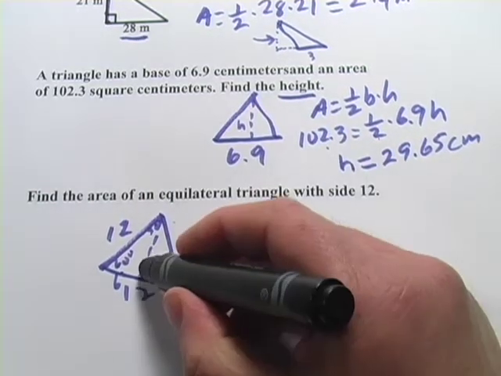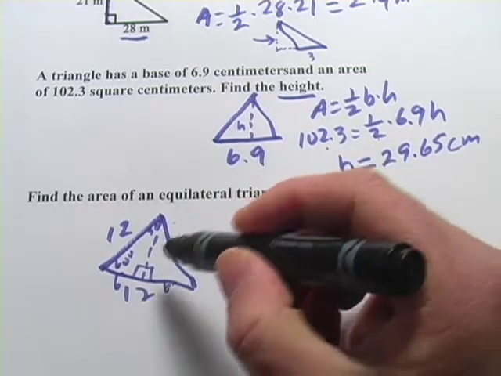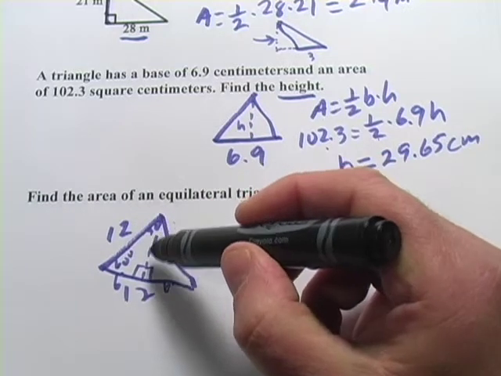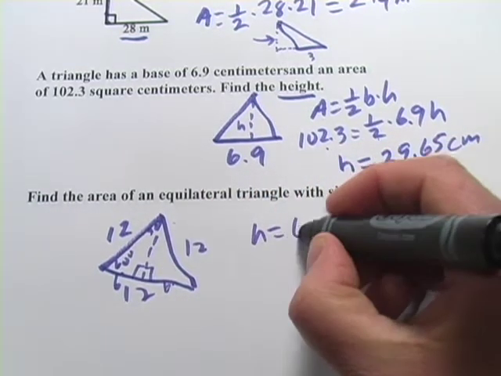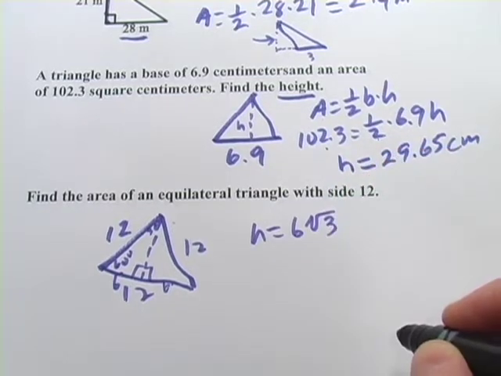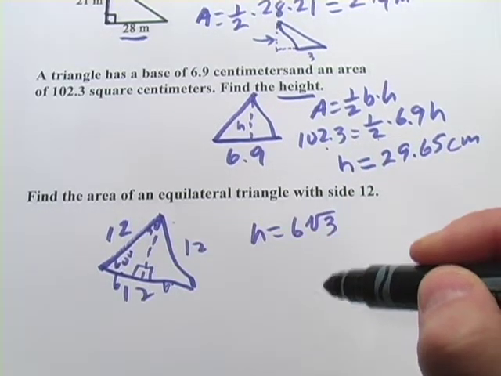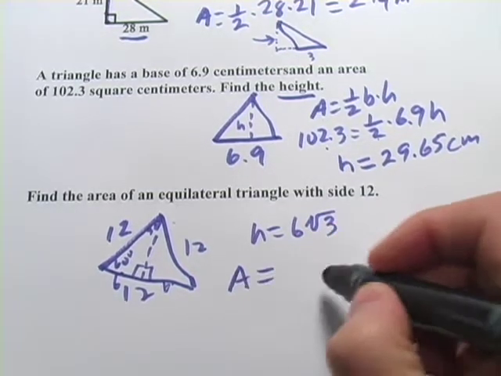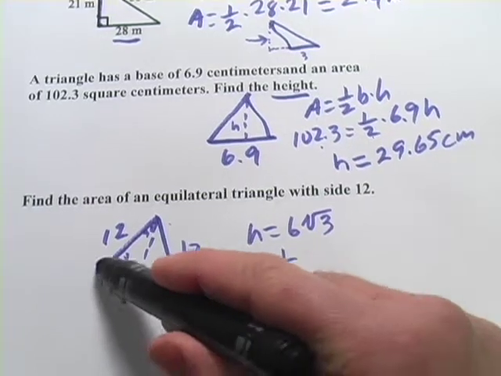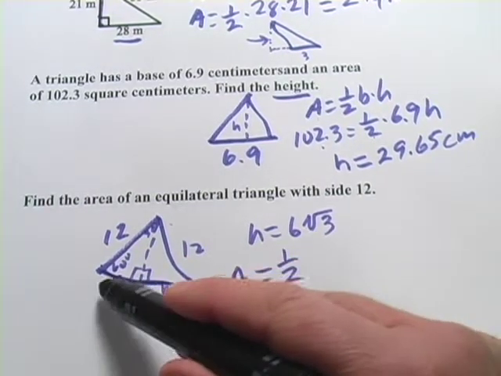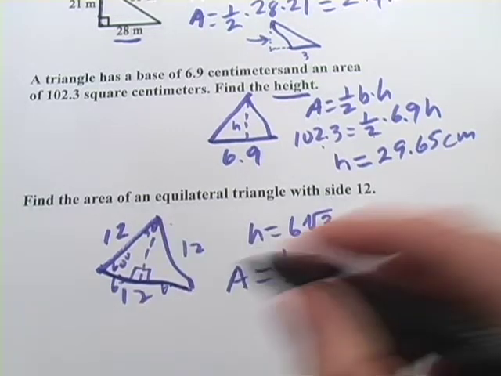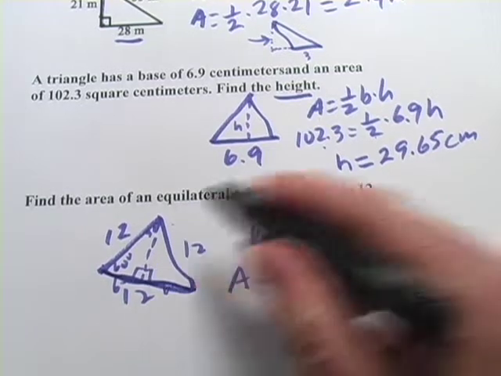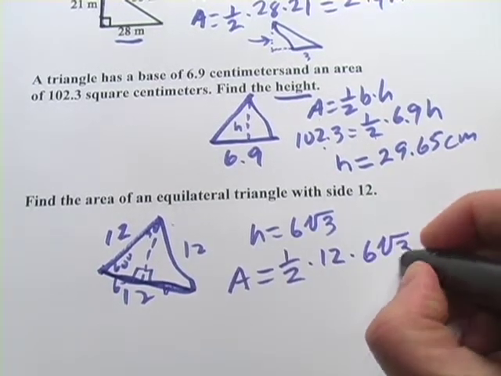We've got a 30/60/90. So the sides are in the relationship of 1 to square root of 3. So the height here is 6 times the square root of 3. If you want to verify that by using the Pythagorean theorem, go ahead and do that. Once we've got our height, we can go ahead and plug it into the formula. Area equals 1/2 times the base, which is 12. Don't get confused now, because we had half of that side as 6 to figure out our height. The base here of the whole triangle is 12, times the height, which we figured out to be 6 times the square root of 3.